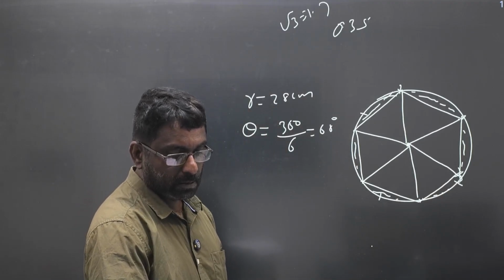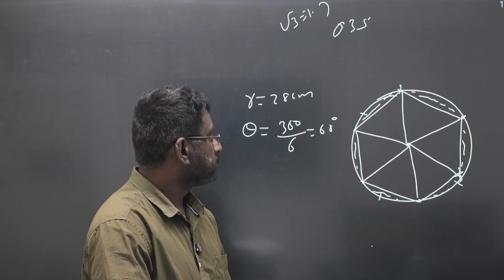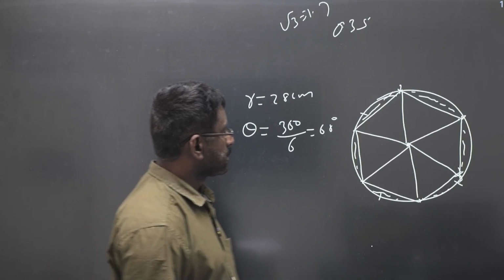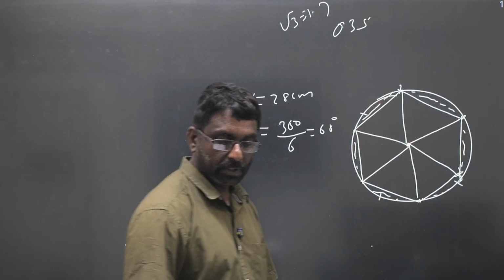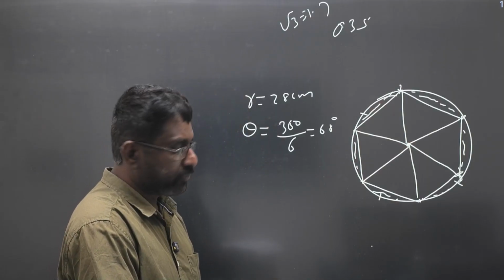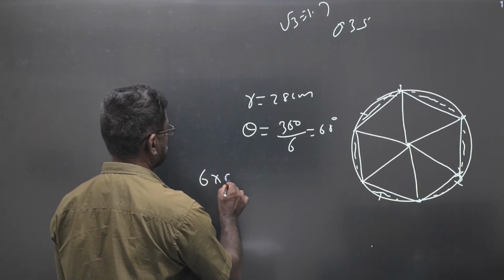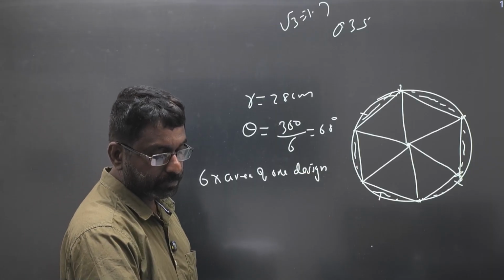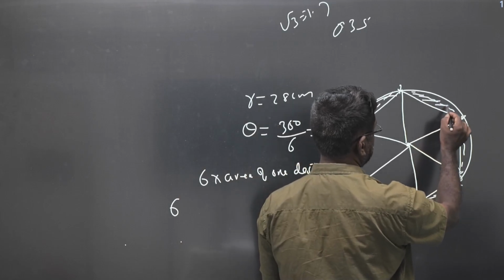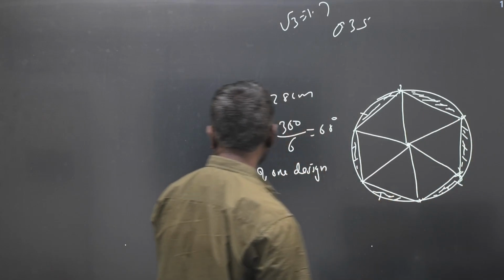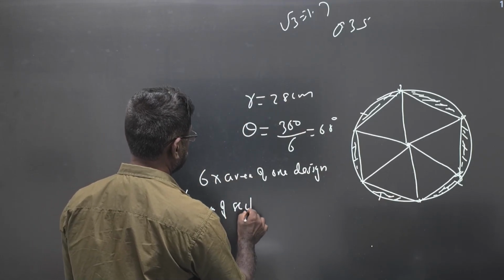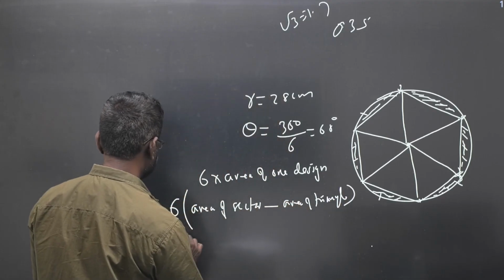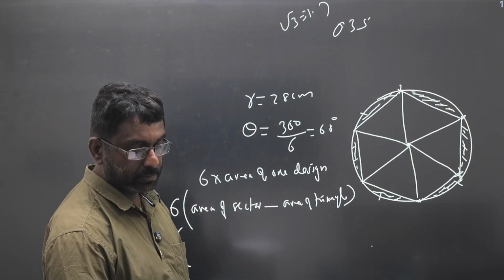So, what is the area of one design? Similarly, 6 times of one sector. This is the question, 6 times. Area of 6 designs is equal to 6 times area of one design. This is the design part. That is segments only. Design is only in the segments. That is 6 times area of sector minus area of triangle. That is 6 times area of one sector.